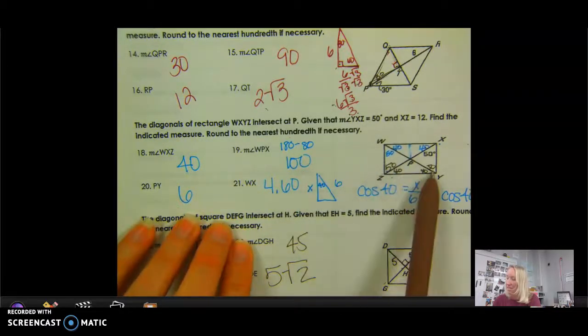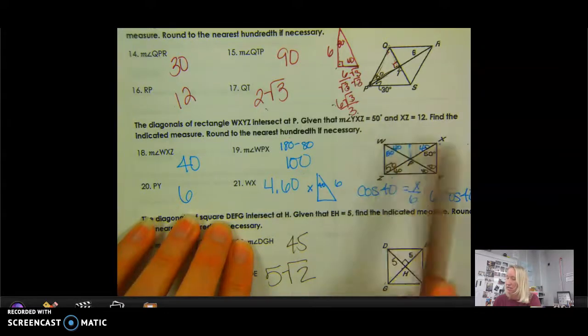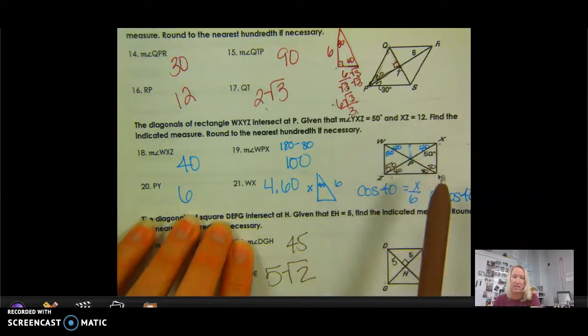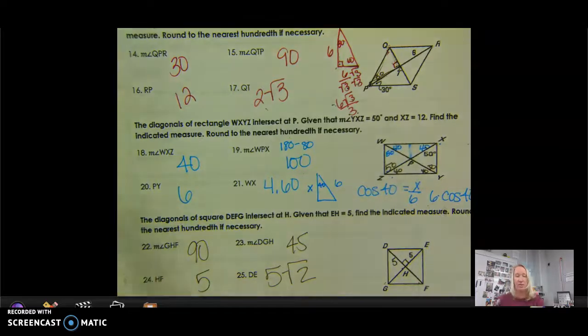P to Y is 6 because they told me the directions X to Z is 12, so half the distance, because all those are congruent, is 6. I'm going to do the rest on the next video.